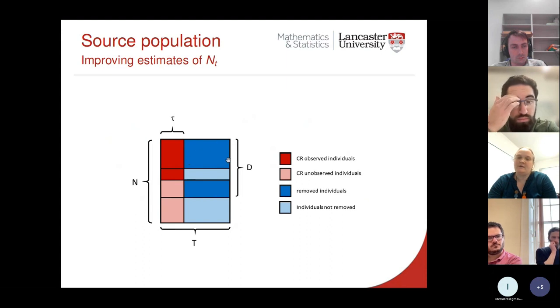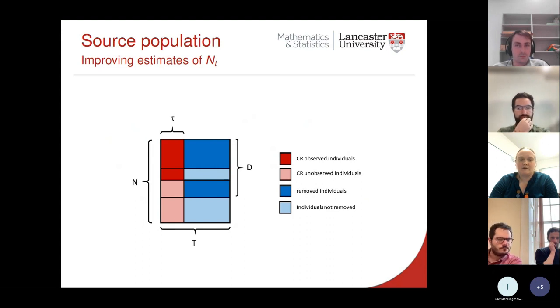Once again, the dark blue corresponds to individuals who were removed, and the light blue corresponds to individuals who were not removed. The reason we're looking at these 4 different scenarios is that when constructing the model, we wanted to make sure we were accounting for all of these possible combinations. So you could have individuals who are both dark red and dark blue, which corresponds to individuals who appeared in the capture-recapture data and who were removed. But then you might have some individuals who appeared in the capture-recapture data who were not subsequently removed, and that corresponds to the dark red and the pale blue.